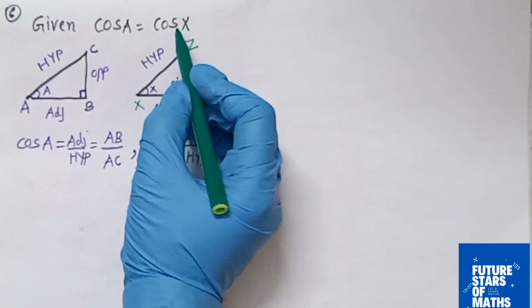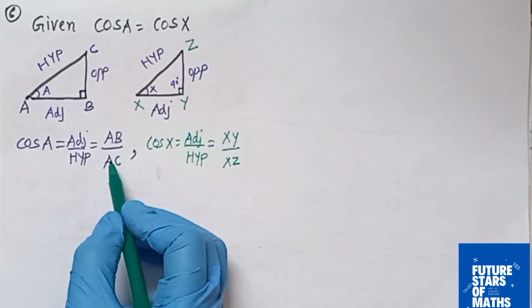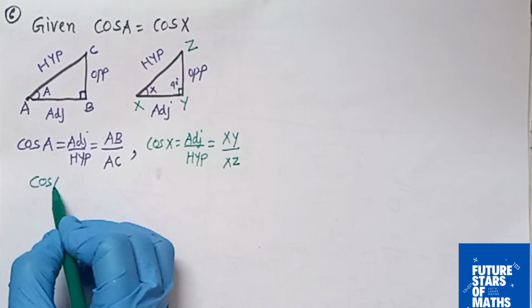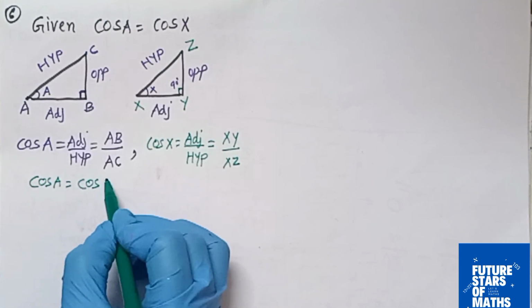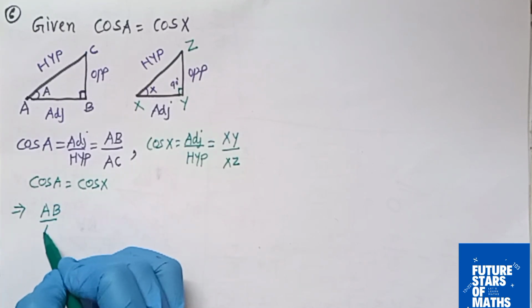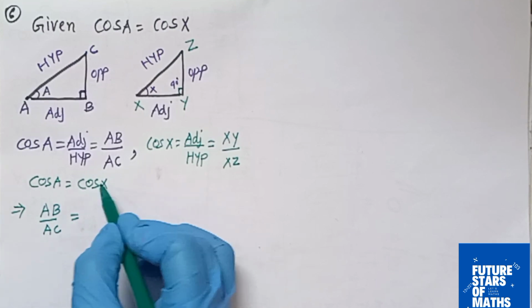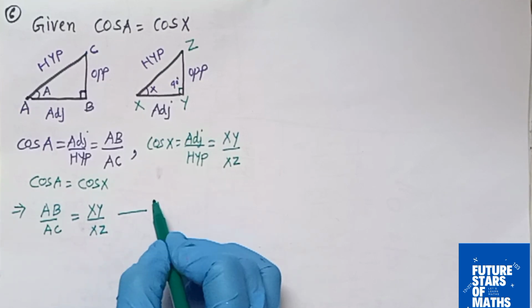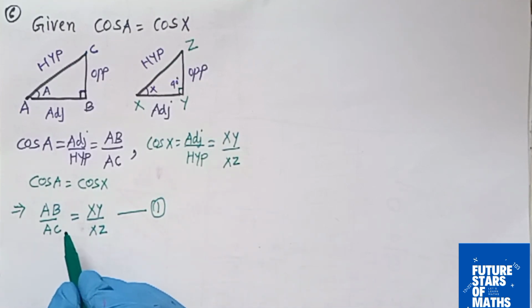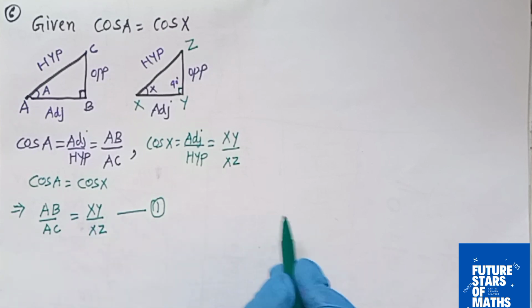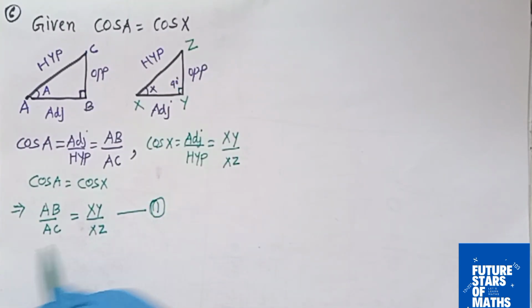What is given? Cos A equal to cos X is given. So what can we do? We can equate these two since it is given. Cos A equal to cos X is given, so what can we write? AB by AC equal to cos X, which is XY by XZ. Let this be the first equation, which we got. We'll use this later on, again at the last. So we are calling this the first equation.